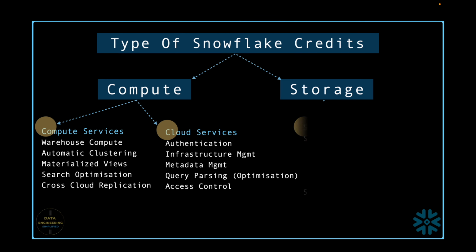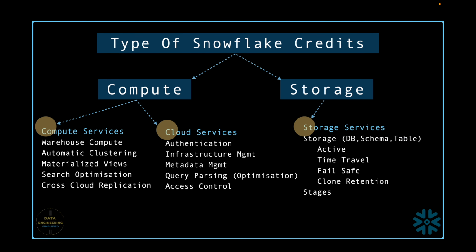Next, we have storage cost. All the data that we load into Snowflake is stored inside tables, and tables are created in the context of a database and schema. Tables holding the data are called active storage. There are other features that also need storage, for example, time travel, fail-safe, clone retention. Internal named stages, user stages, and table stages can also cost you as they hold data files.